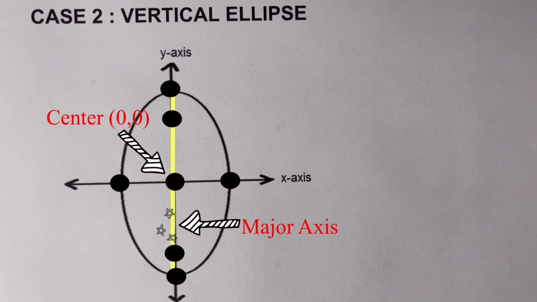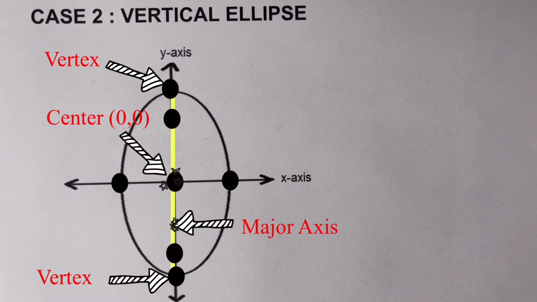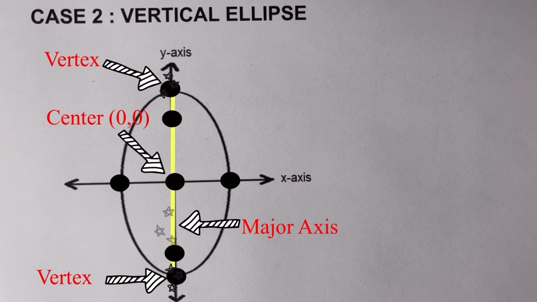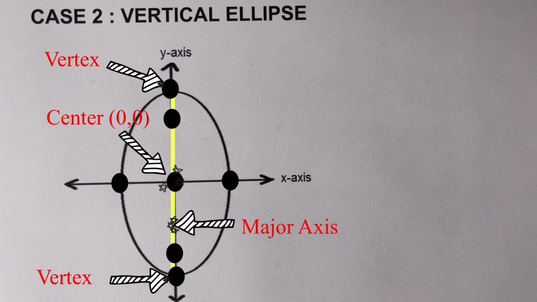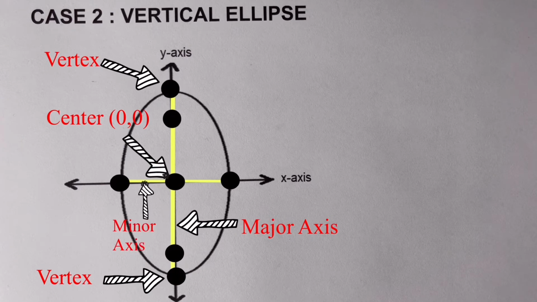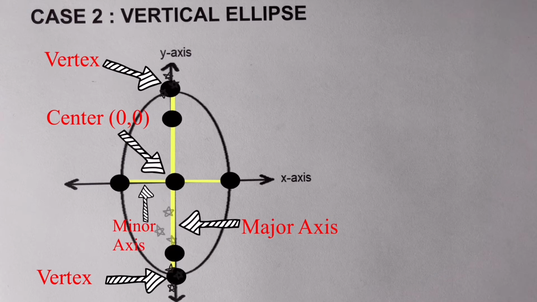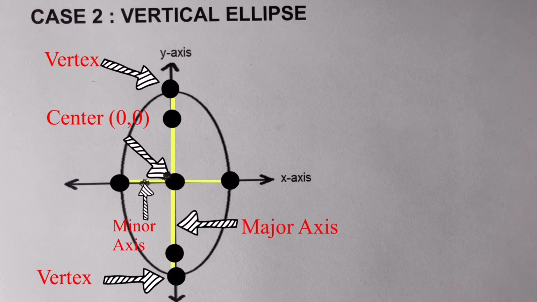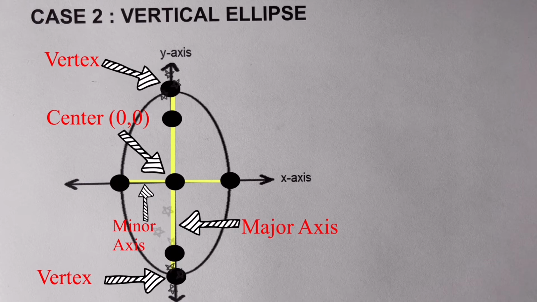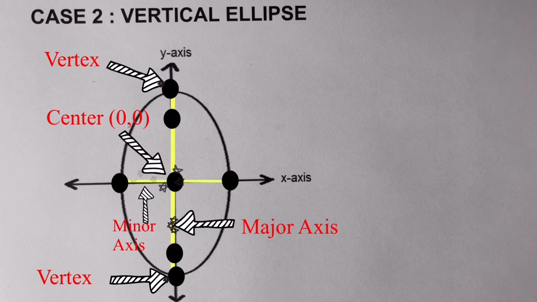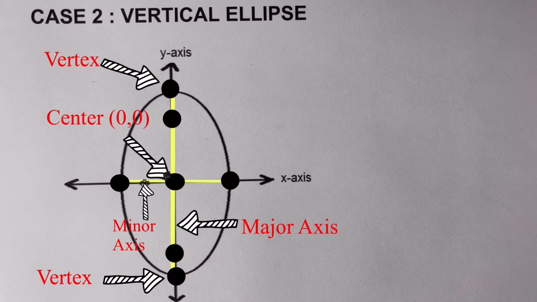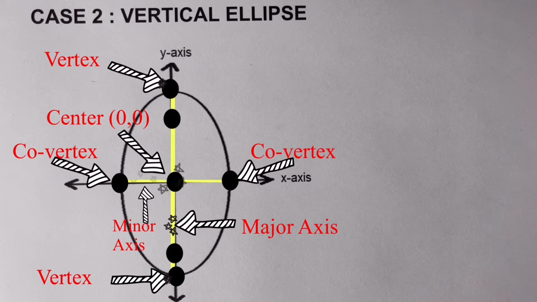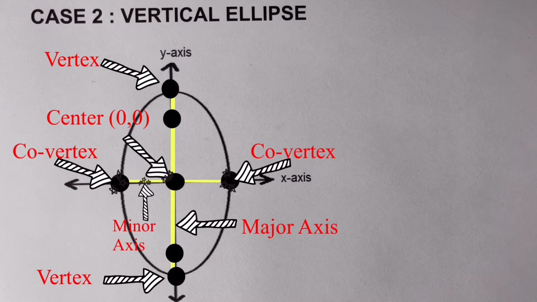We also have the parts which we call the vertex. There are two of them. We call them the two vertices. These are the two endpoints of the major axis. We also have a minor axis, the shorter diameter of an ellipse that passes through the center and connects the two co-vertices. Along this minor axis, we have the co-vertices, or co-vertex if it's singular. These are the endpoints of the minor axis.